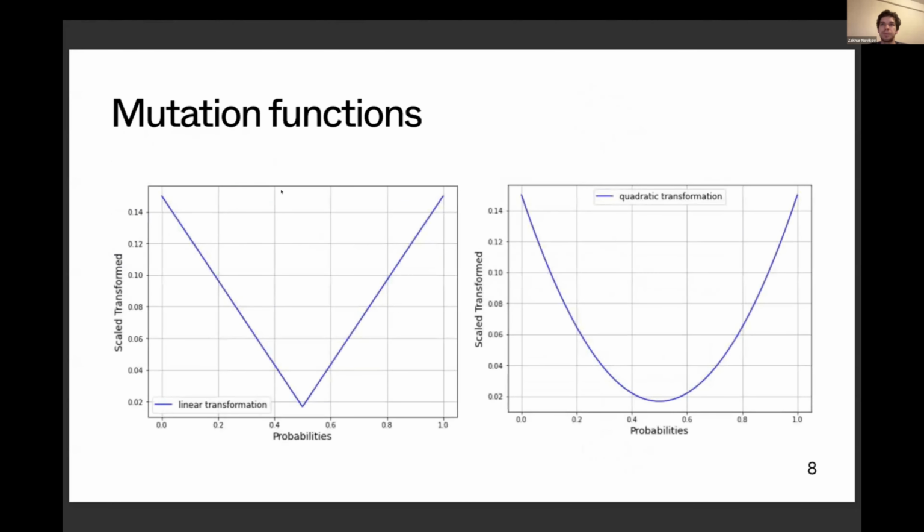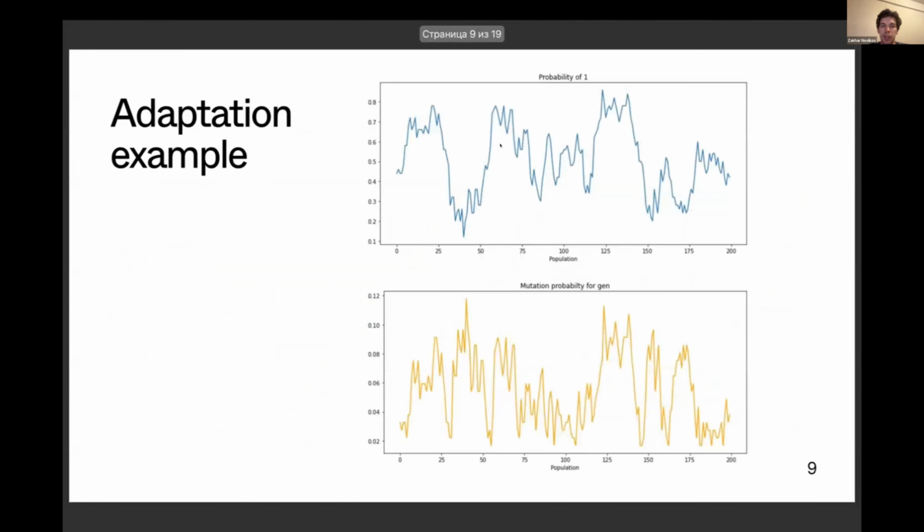On this slide, I drew graphs to show how this function can work. The first one is a linear transformation. The second one is a quadratic transformation. These graphs show an example of the changing of these probabilities. The first graph shows a change of position probability of one gene in one run, and the second shows a linear transformation of it, which means the mutation probability for this gene.